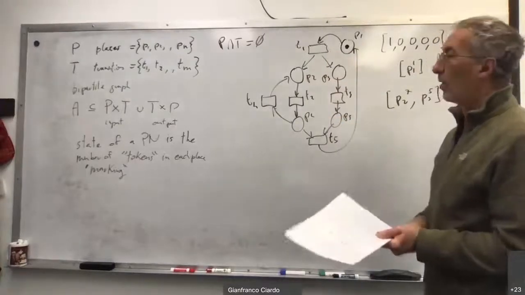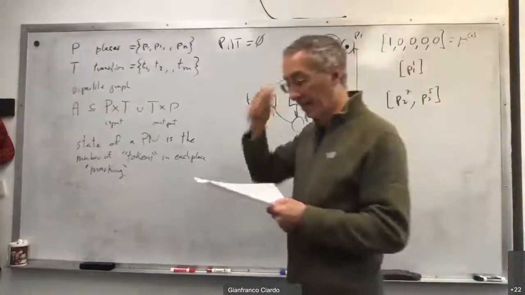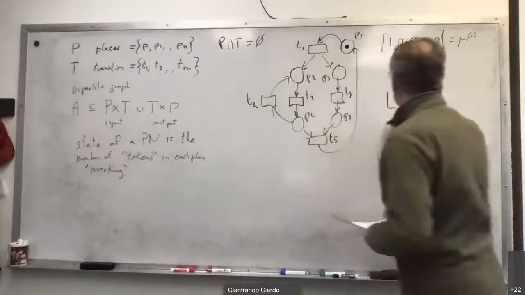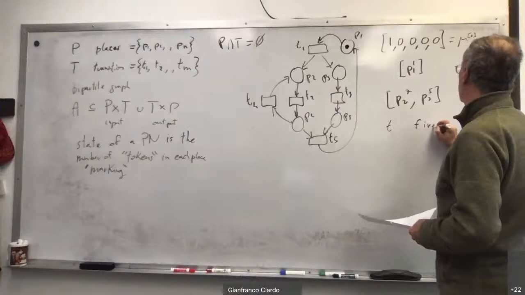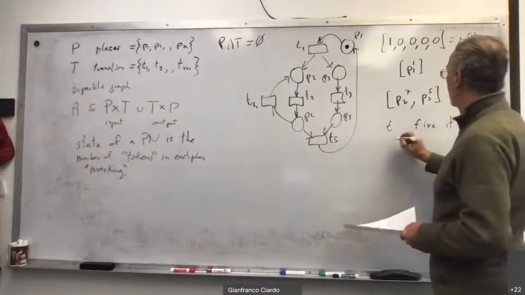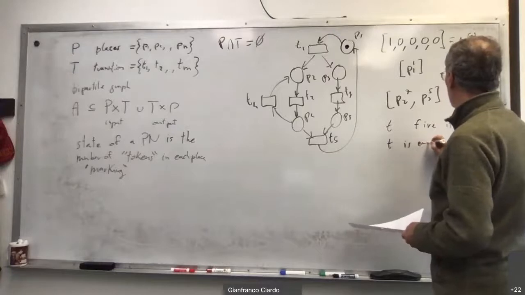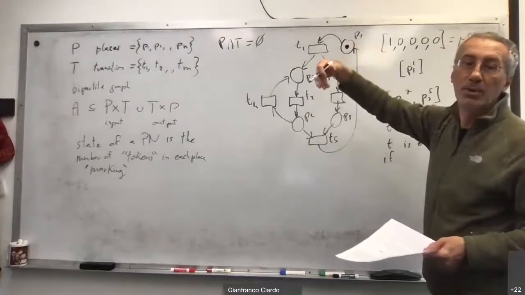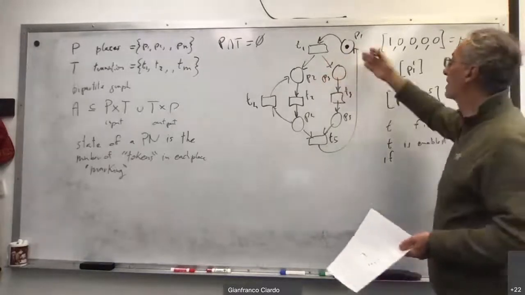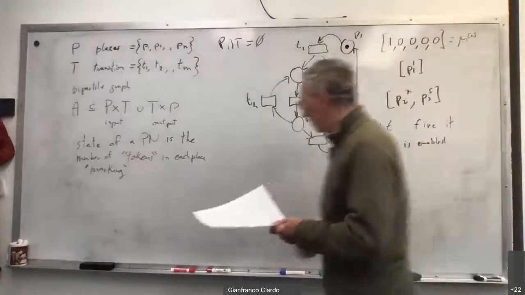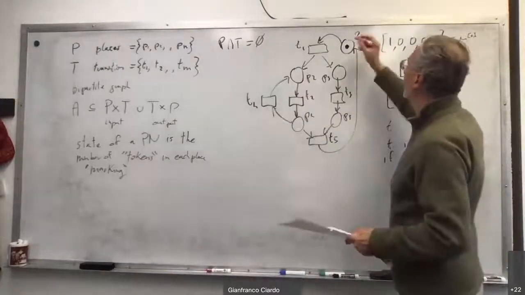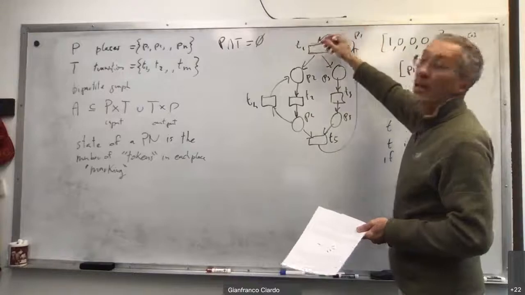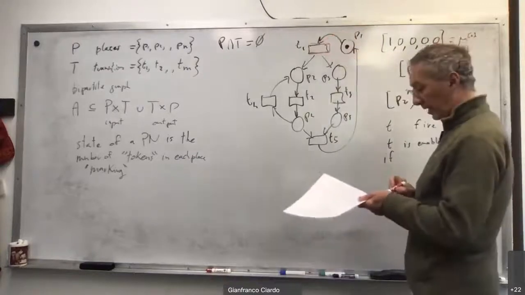Okay? So how does the Petri evolve? How does the Petri move? Well, we take any enabled transition T and we fire it. Okay? So a transition T is enabled if each input place has a token. So for example, here, let me change color. T1 is enabled, right? Because P1 has a token and it's the only input place to T1. Okay?